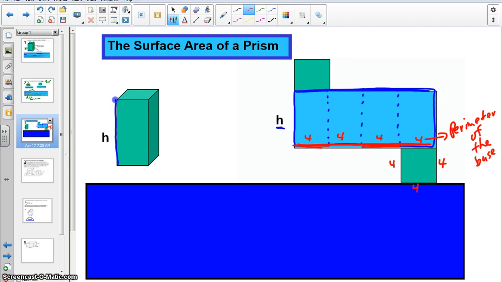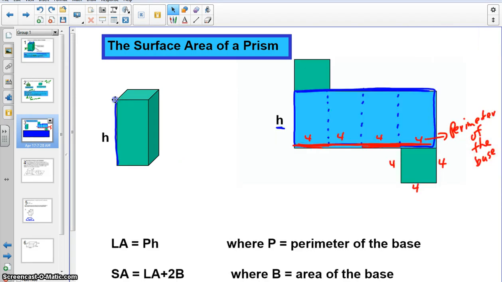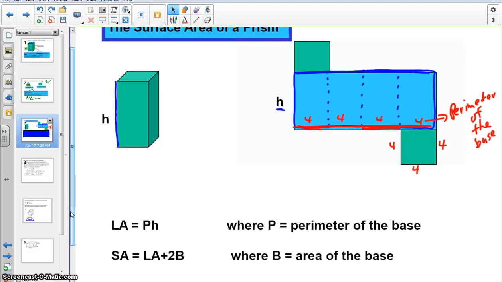So to actually find the lateral area, now go ahead and refer to your formula sheet to fill these in. To find the lateral area, we would simply take P times H. P stands for the perimeter of the base. Please note on your formula sheet those are identified at the top. H is also identified as the height of the prism.